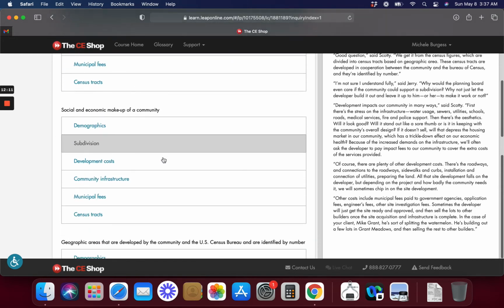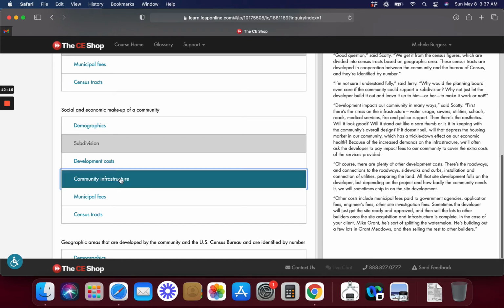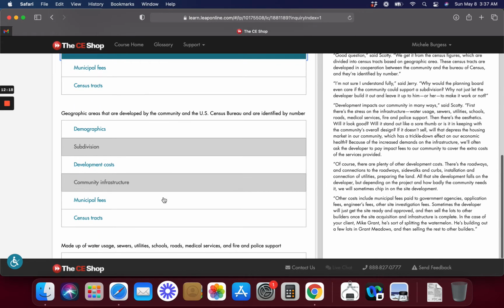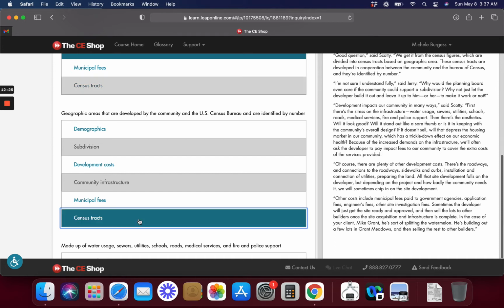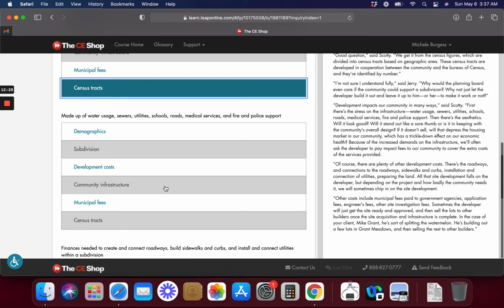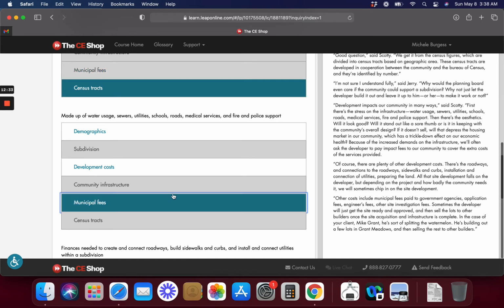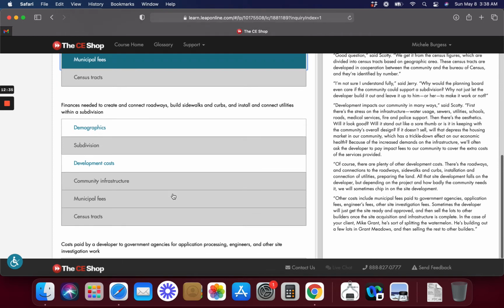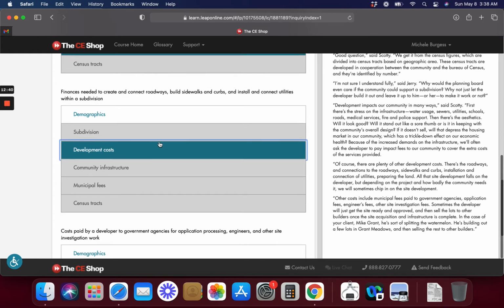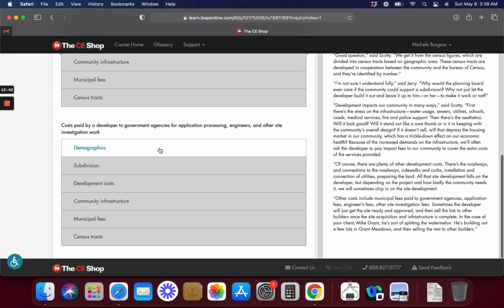Social and economic makeup of a community. Well, it says community, so I'm guessing it's community infrastructure. Geographic areas that are developed by the community and Census Bureau are identified by a number. Maybe census tracts? The makeup of water use, schools, road, municipal fees, finances needed to create these sidewalks and curbs, utilities within a subdivision, costs paid by the developer to government agencies for application processing.